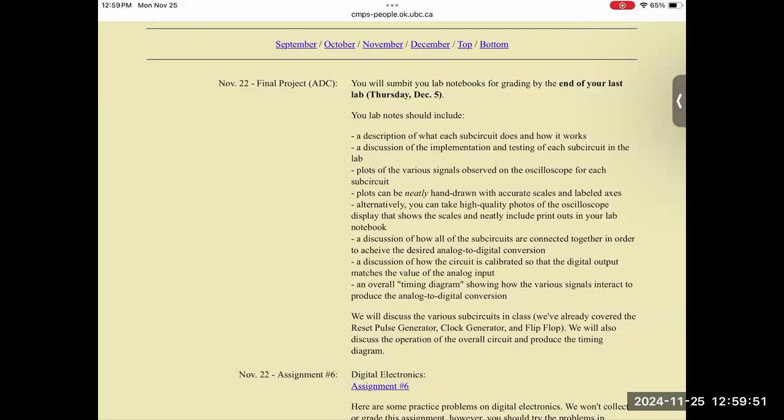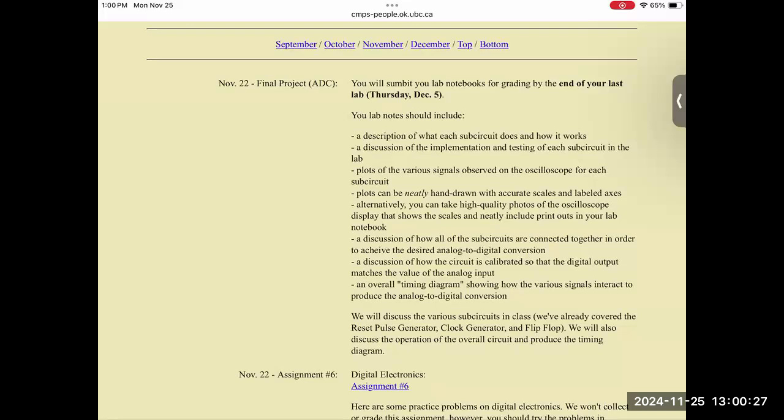So I think we'll get started. A couple of things I wanted to mention before we get into the notes: we are going to collect your lab notebooks for the final project at the end of your last lab period. That'll be Thursday, December 5th. If you're in the morning one, you'll hand in your notebooks by noon. For the afternoon group, you'll hand in your notebooks by just before 4.